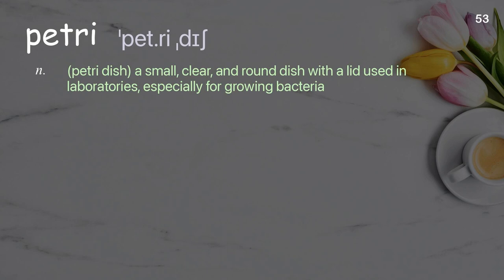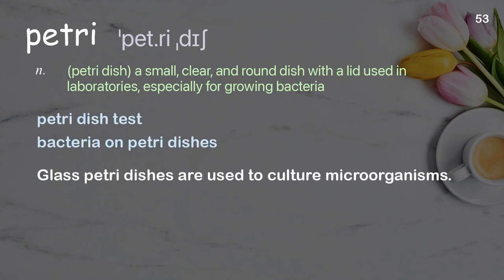Petri: Petri dish, a small, clear, and round dish with a lid used in laboratories, especially for growing bacteria. Examples: petri dish test, bacteria on petri dishes. Glass petri dishes are used to culture microorganisms.